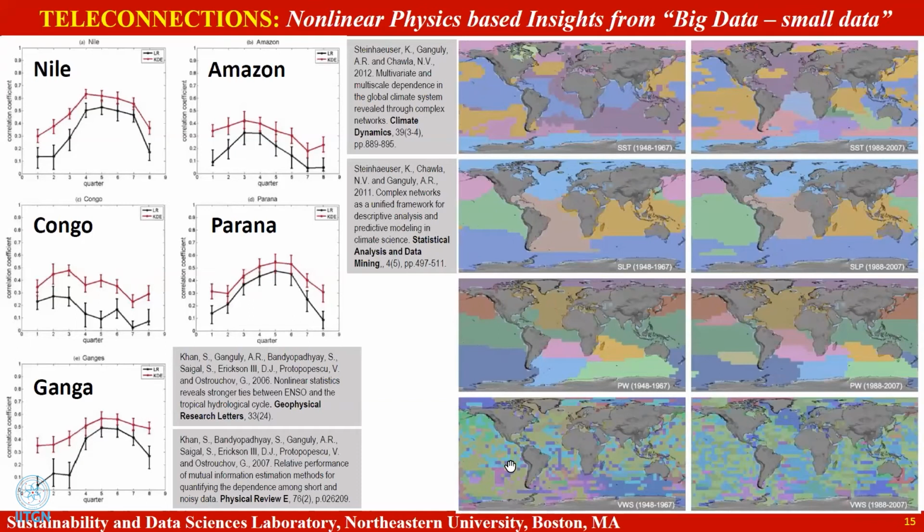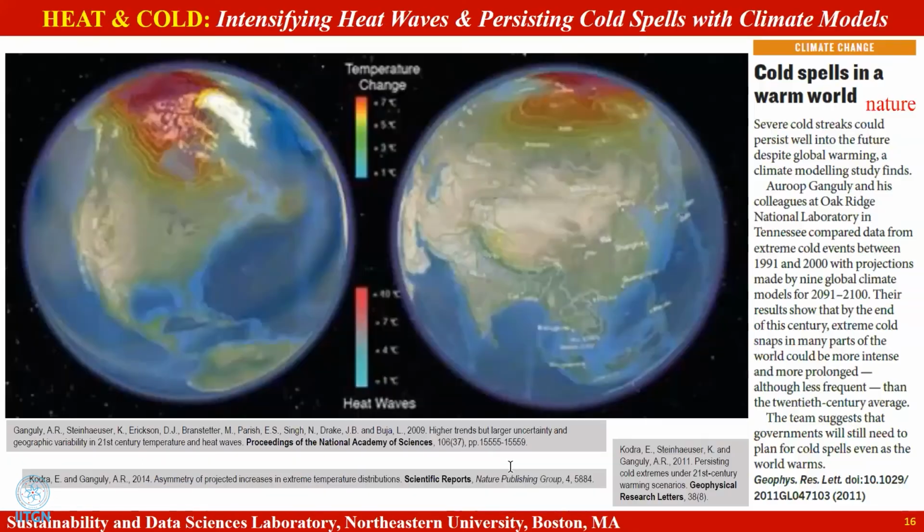And here is an example with what is called teleconnections. These are long distance relationships between weather and climate variables, such as El Nino, which some of you may have heard about. Here I'm showing the use of nonlinear physics and nonlinear dynamical methods, such as mutual information and complex networks, applied to spatio-temporal data sets to extract various kinds of insights.